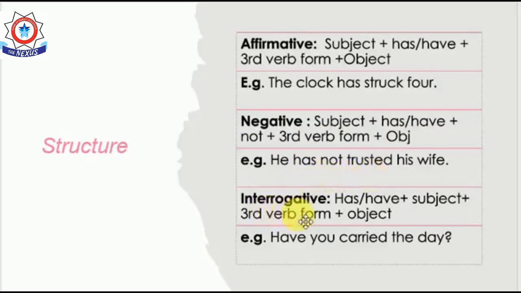In an interrogative form, has, have would come at the start, then subject, third form of verb, then object. Have you carried the day?